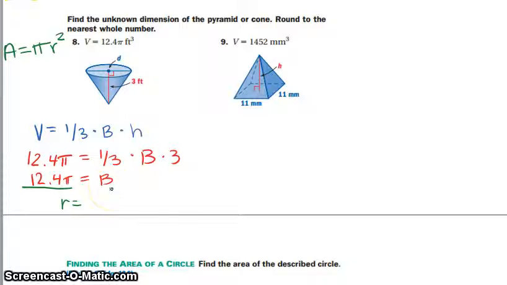So if I take the square root of 12.4, that gives me a radius of about 3.5. So to find my diameter, I double it. So my diameter is 7 feet.